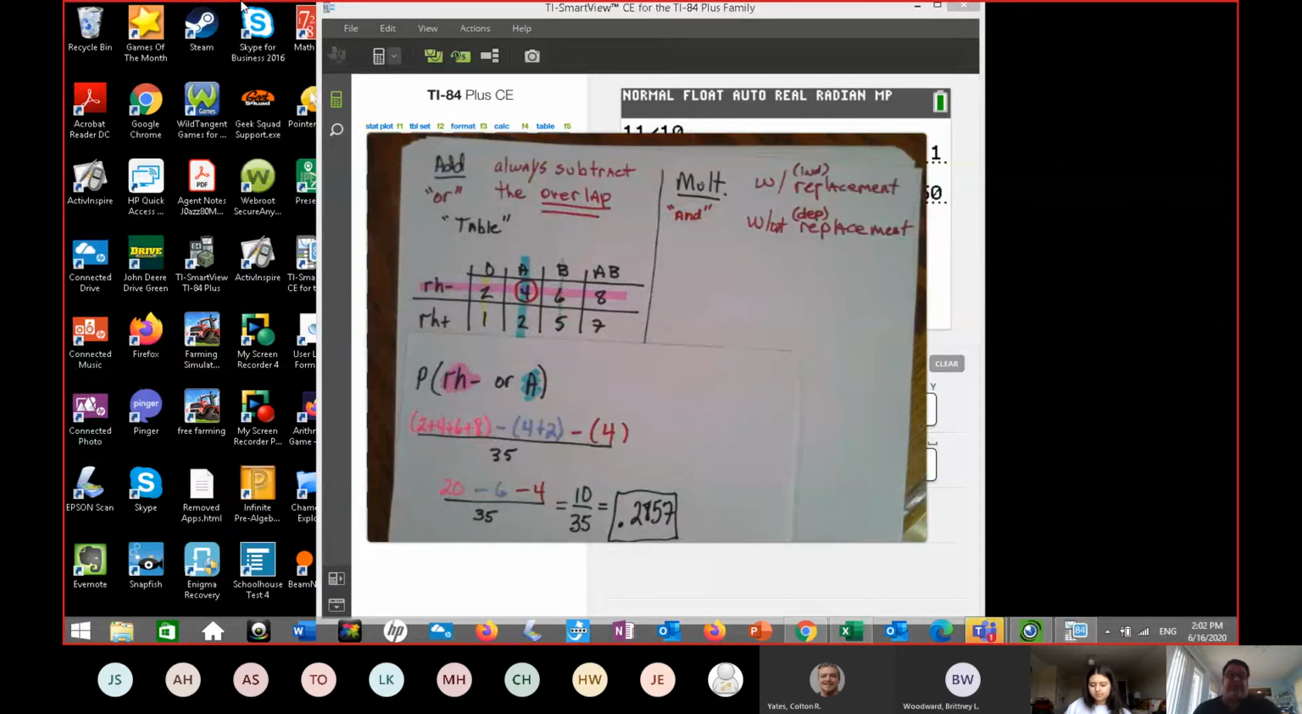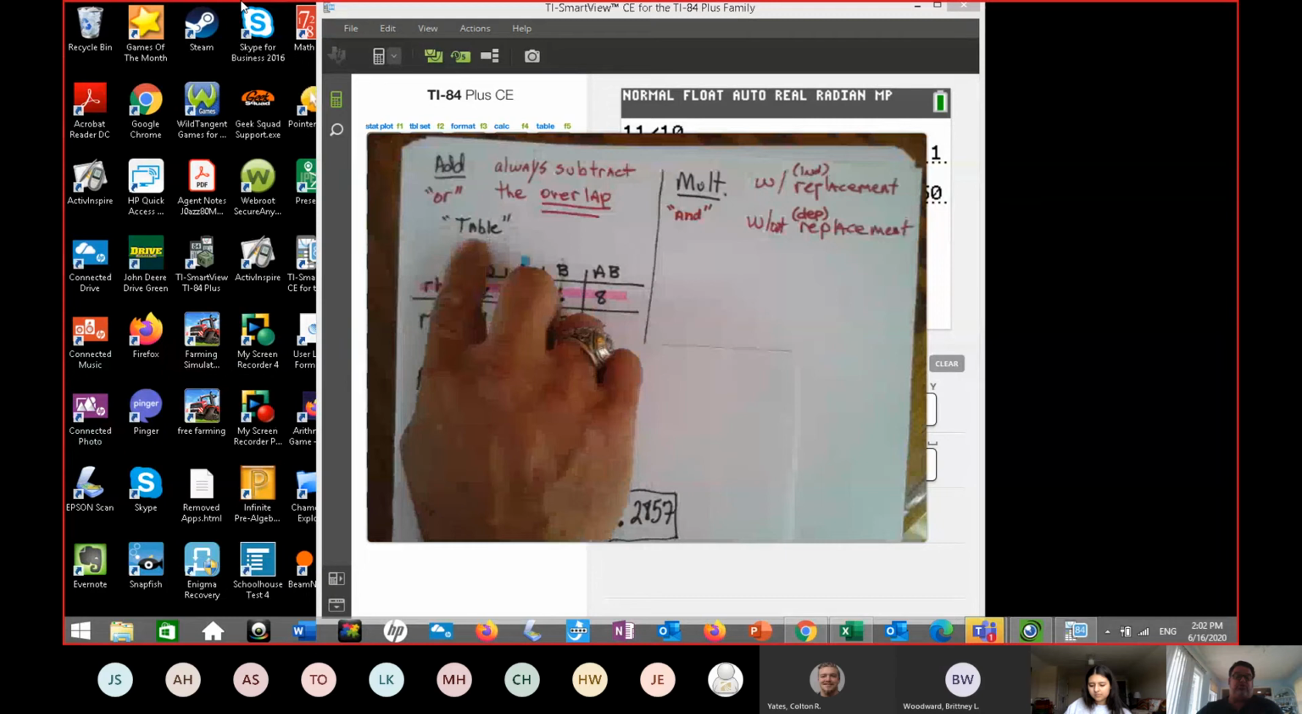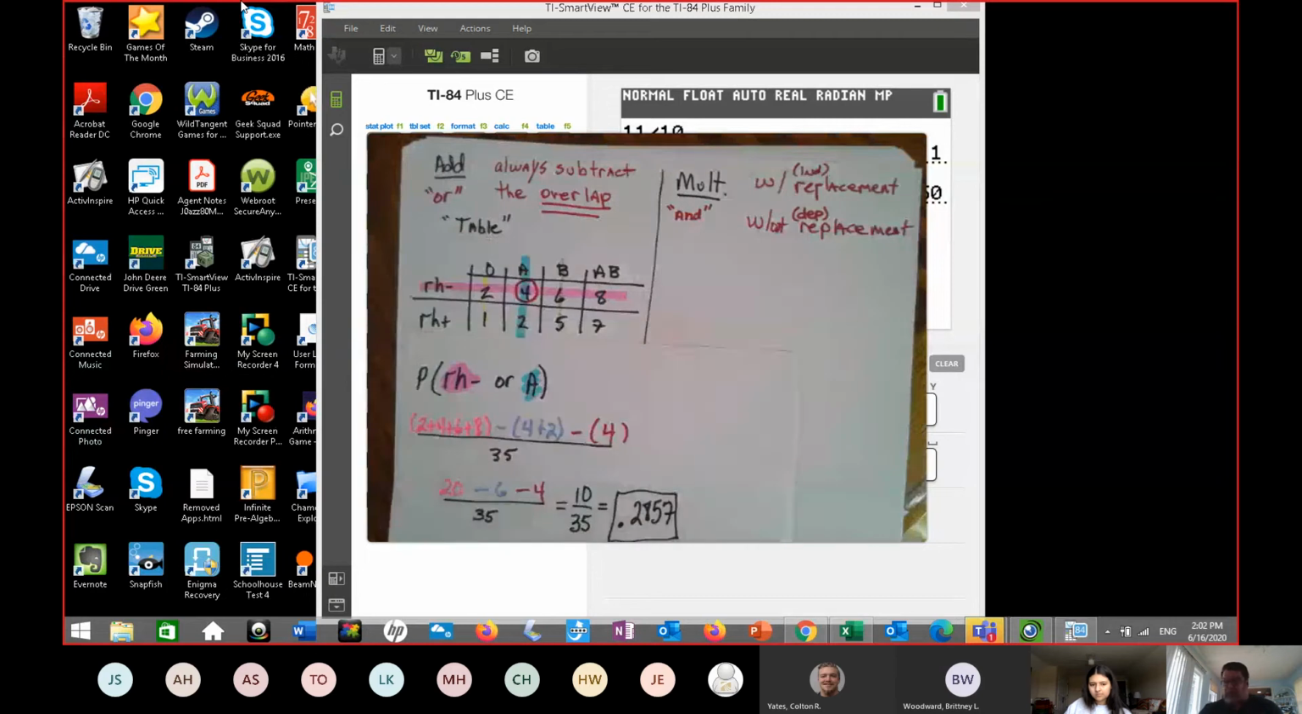And that's how you do the additive law. Always try to get a table, some way, some form. Draw a table. It makes it a whole lot easier, and get you some highlighters, because either you're going to have an overlap or you're not going to have an overlap. And that's how you do the additive law.